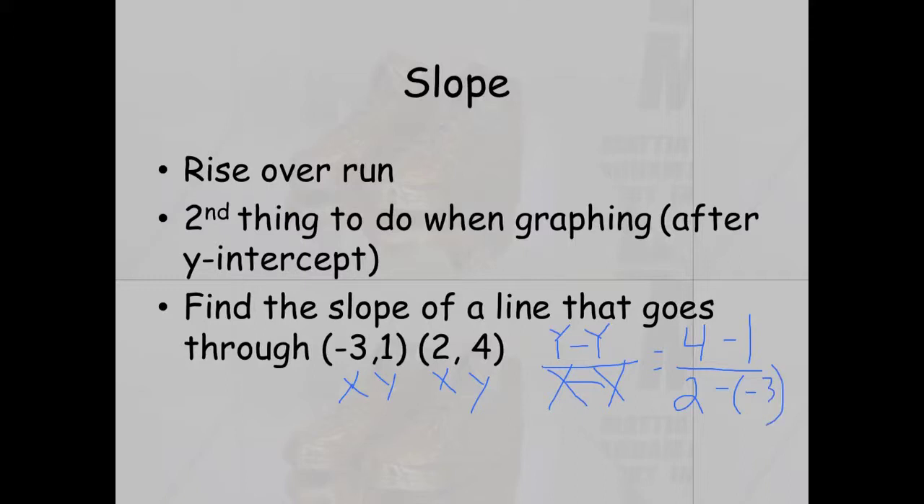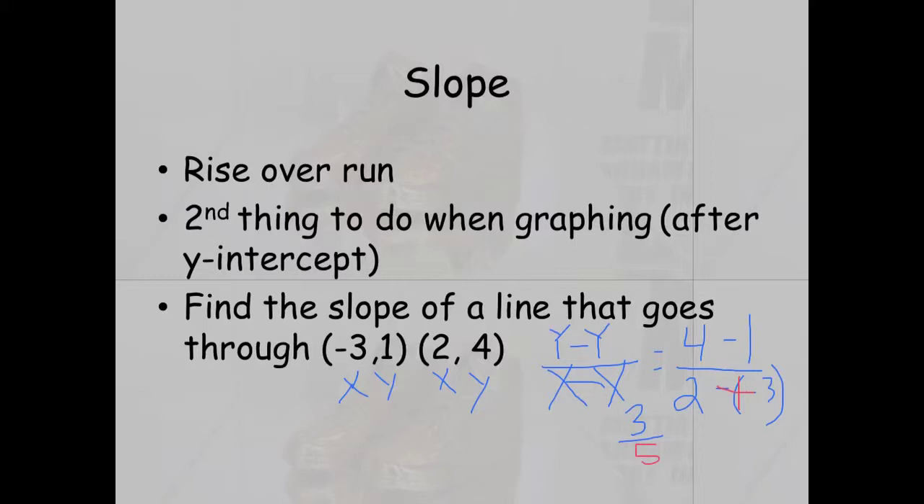Now all we have to do once we plug in our figures is subtract. 4 minus 1 is 3. And 2 minus negative 3, when you see two minus signs next to each other, you can kind of in your head just make this a plus. 2 plus 3 gives you 5. So the slope of this line is 3/5.